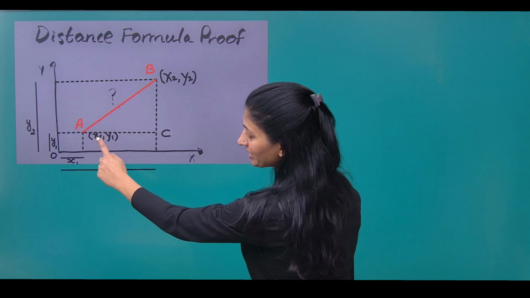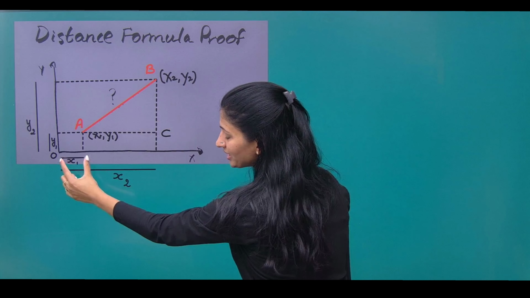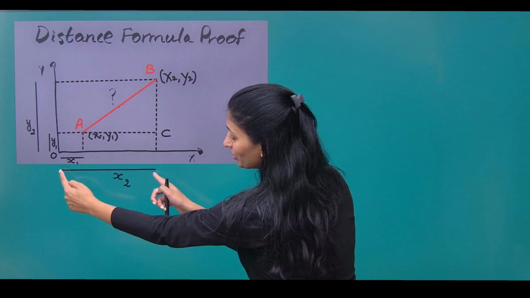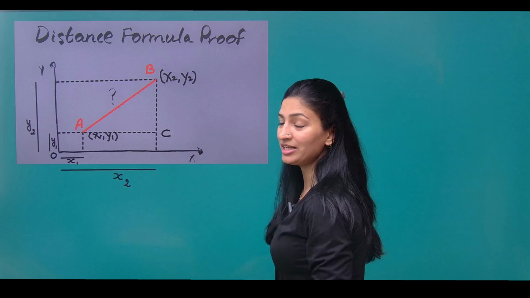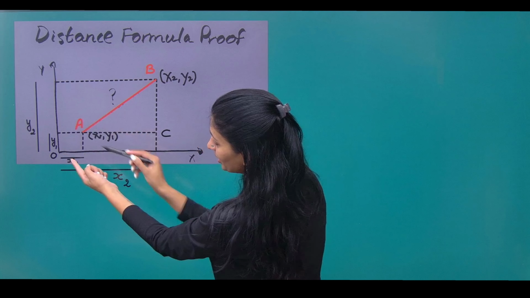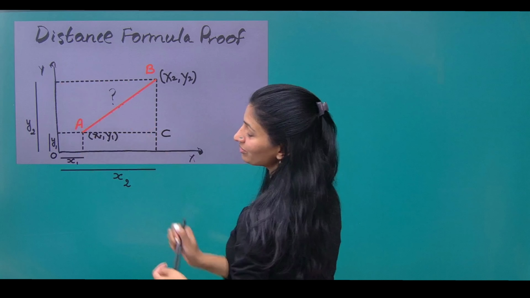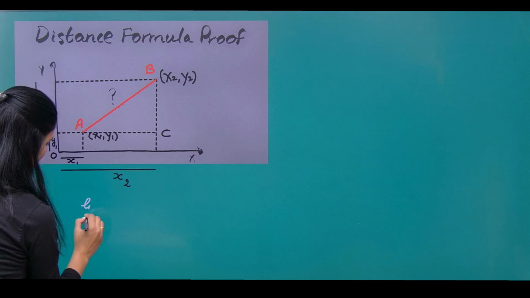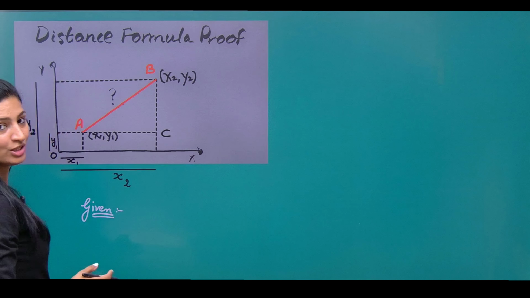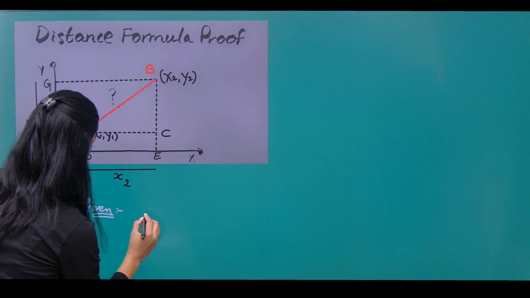As this is point x1, y1 and this is point x2, y2, so this distance from origin is x1 and this distance from origin is x2. Similarly, on the y-axis, this distance from the origin is y1 and this distance from the origin is y2. So let's write down all the information which is already provided to us.